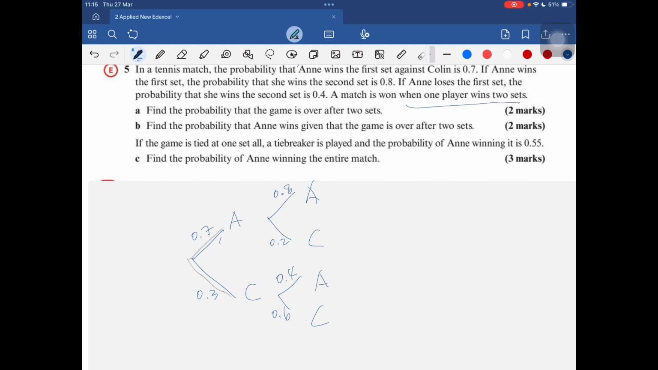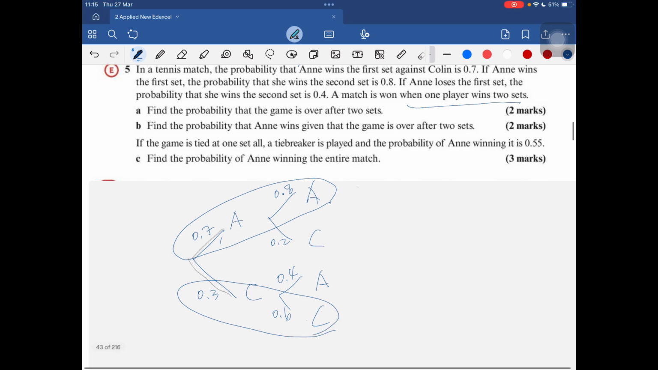So one player wins 2 sets. So this one or this one. So probability of Anne, or probability of Colleen and Colleen. This is what we want to know. So this one, 0.7 times 0.8 plus 0.3 times 0.6.